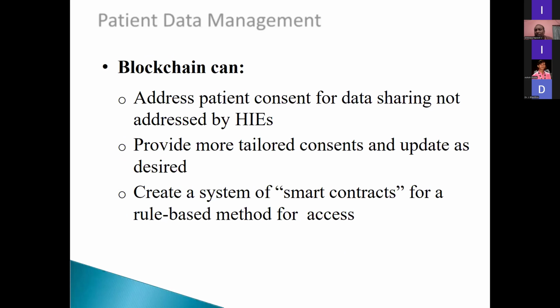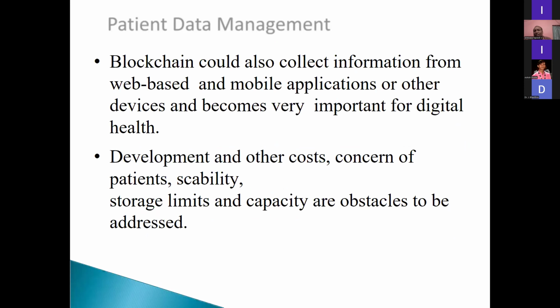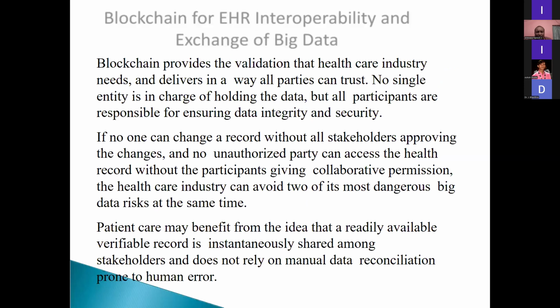Create a system of smart contracts for a rule-based method for access. A smart contract is nothing but a software program that can trigger based on certain conditions. Certain conditions are rules, as I already explained. If BP is above 250, if sugar is above 300, it will automatically trigger, and the respective doctor will see all those things and provide the respective treatment to the patient. So that is about blockchain data management. I'm getting into the project.